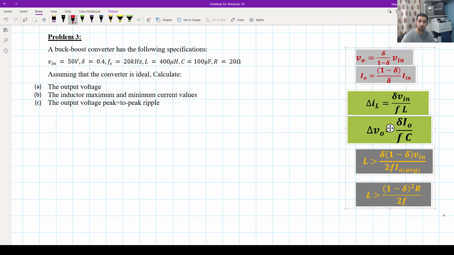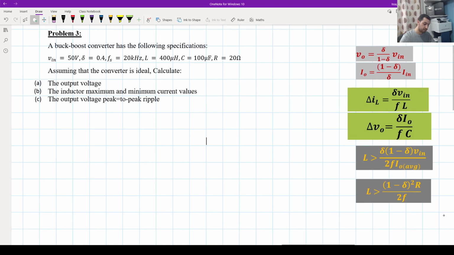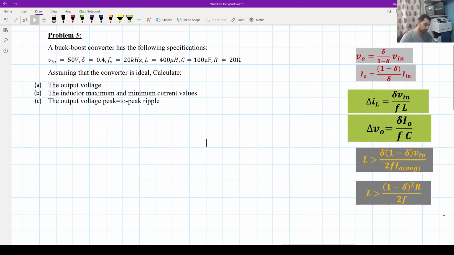Let's look now at problem number 3. We have a buck boost converter this time, and we have the following specification. V input 50, delta is 0.4, frequency is 20 kilohertz, the inductance and capacitance are given, and also the load. I think, yeah, most of the information is given. Assume that the converter is ideal, calculate the output voltage.